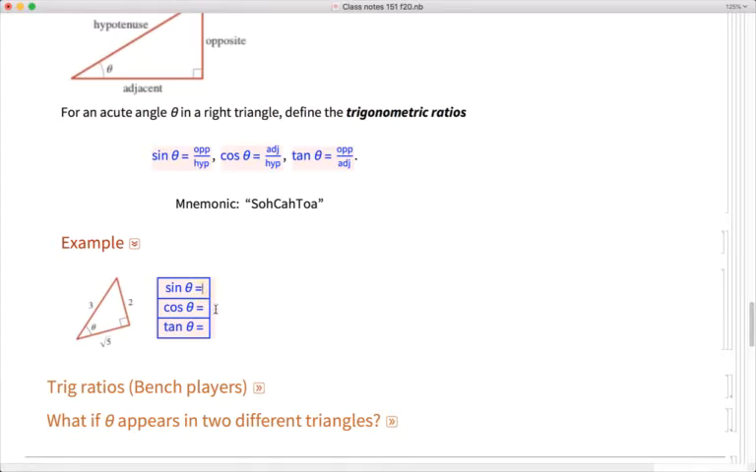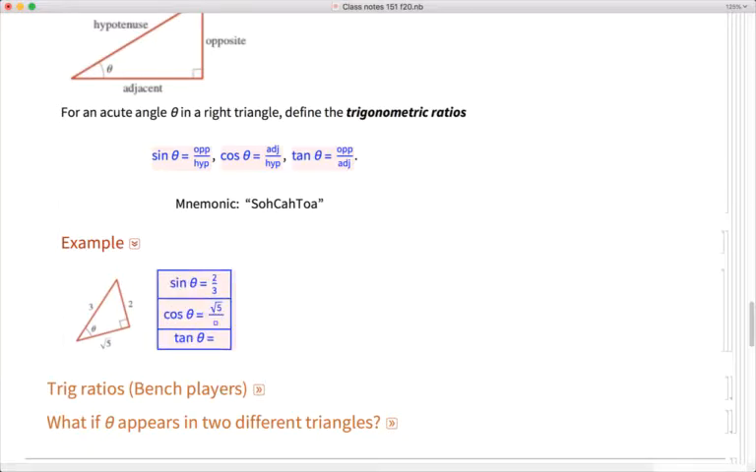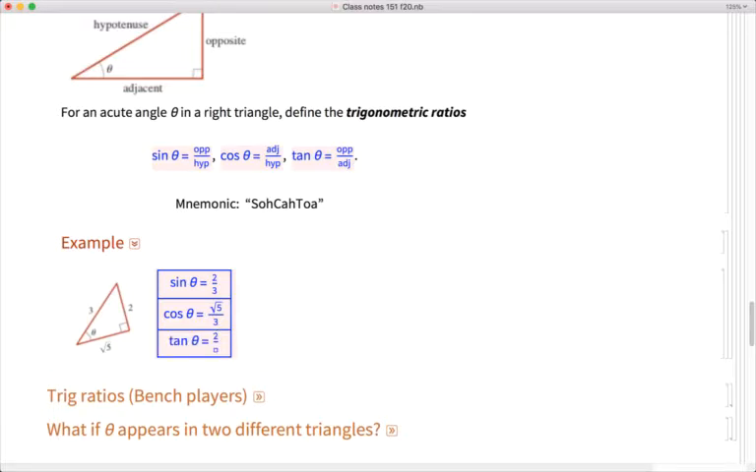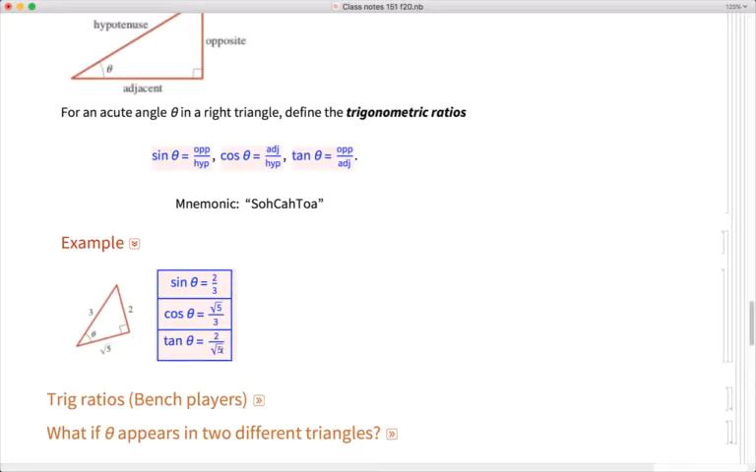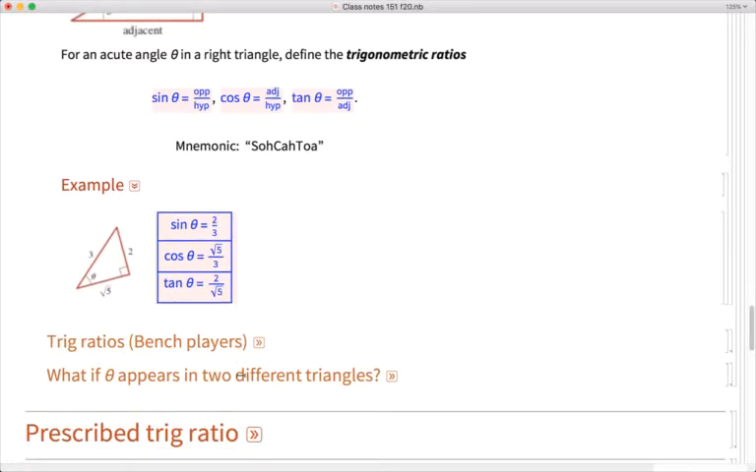So sine is opposite over hypotenuse. The cosine is the adjacent, that's length root 5 over the hypotenuse. And the tangent is the opposite over the adjacent. Okay, first 3 trig ratios.